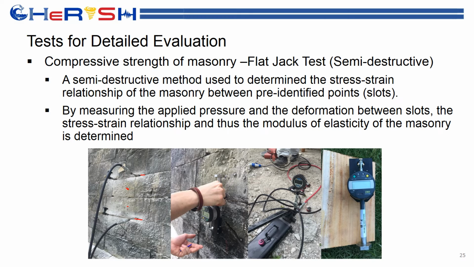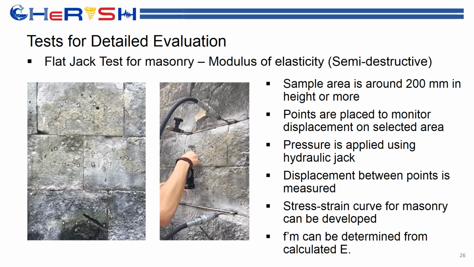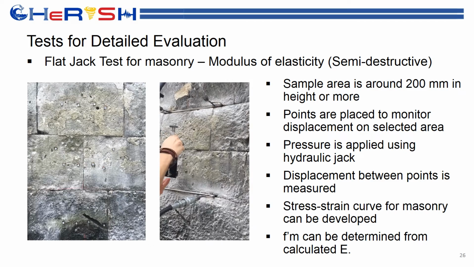And we all know that for masonry, the elastic modulus is always directly proportional to the compressive strength of the masonry. So from that elastic modulus, we can somehow get some estimate of the strength of the masonry. So this is the detailed procedure of doing it.